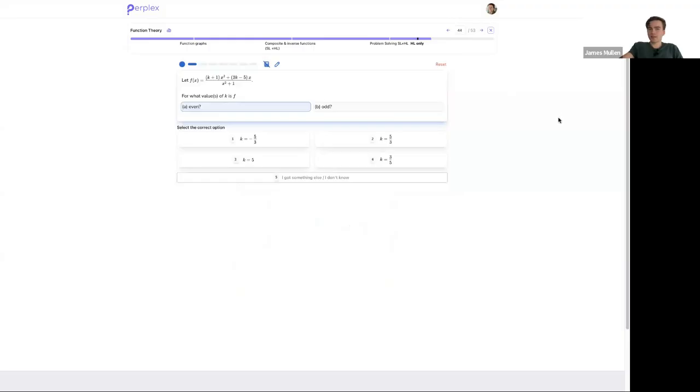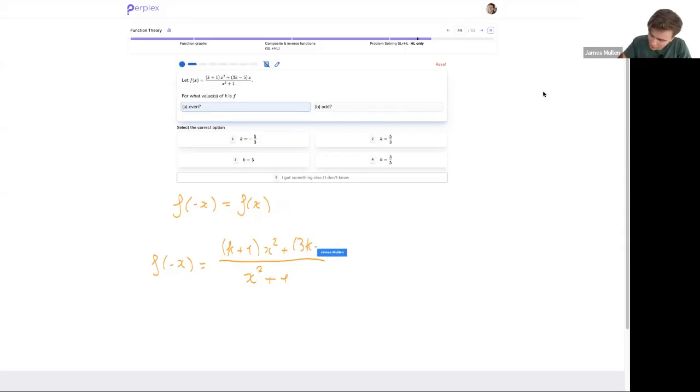So I'm going to give you guys a second or maybe 2 minutes to try this exercise. For what value of k is the function even, and for what value of k is the function odd? So I know that a function is going to be even when f of negative x is equal to f of x. So if I write f of negative x out, it is a fraction here, x squared, negative x squared is just x squared, so that doesn't change. Same in the numerator, k plus 1 x squared plus 3k minus 5, and this time this is negative x. All right, so that's the difference.